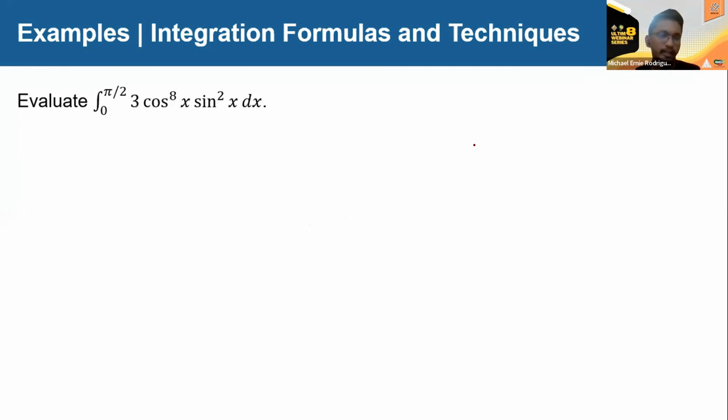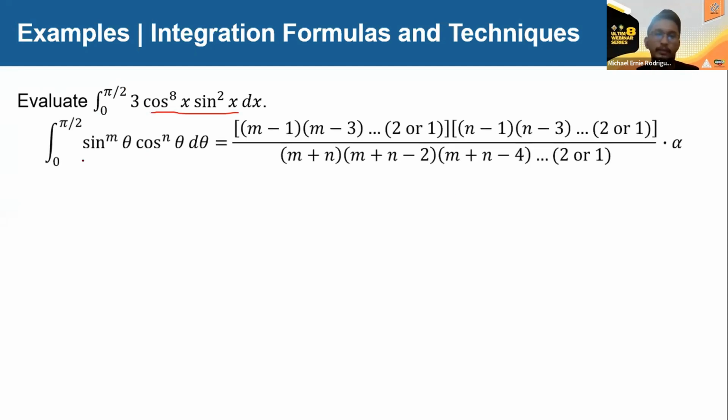Next, evaluate the integral of 3 cosine raised to 8 of x sine squared of x dx with limits from 0 to pi over 2. Okay, so dito naman, we can use the Wallis formula. Okay, we have the power of sine and cosine. Okay, and then our limits is from 0 to pi over 2. We can use Wallis formula. Ano ba yung Wallis formula? Ayan, yung mahaba, oh. Okay?